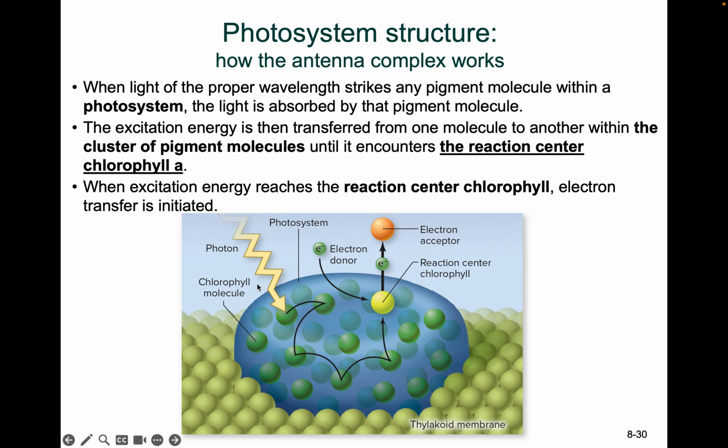So again, what happens? Let's imagine this is your whole photosystem. You have a photon, so this energy.